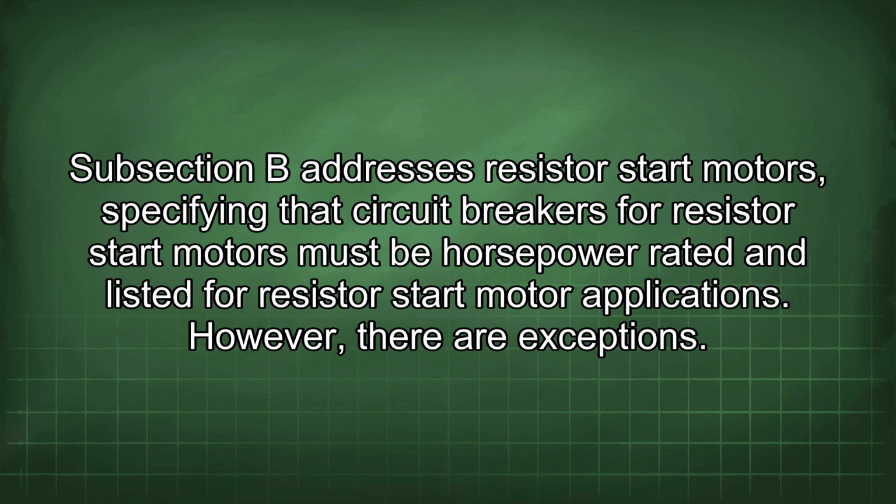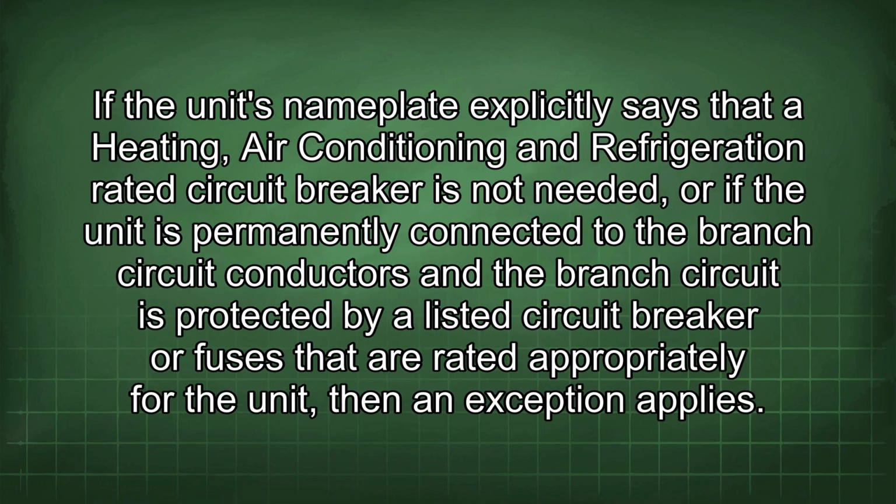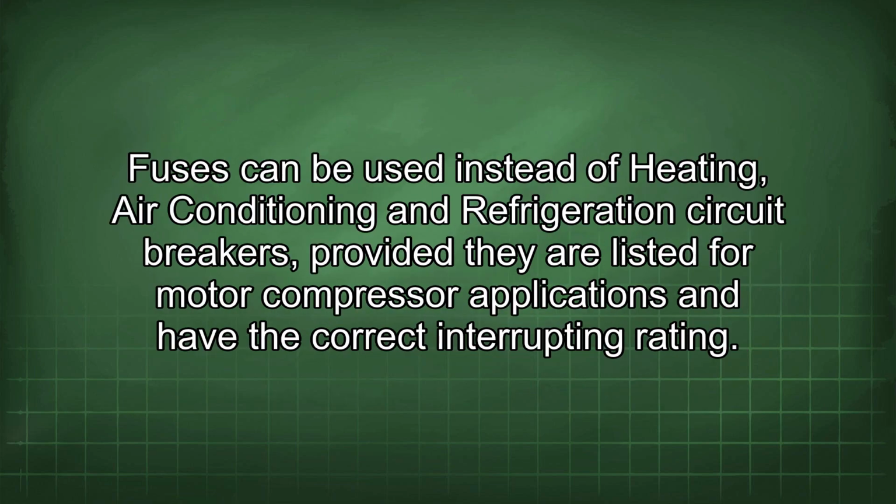However, there are exceptions. If the unit's nameplate explicitly says that a heating, air conditioning and refrigeration rated circuit breaker is not needed, or if the unit is permanently connected to the branch circuit conductors and the branch circuit is protected by a listed circuit breaker or fuses that are rated appropriately for the unit, then an exception applies. Fuses can be used instead of heating, air conditioning and refrigeration circuit breakers, provided they are listed for motor compressor applications and have the correct interrupting rating.